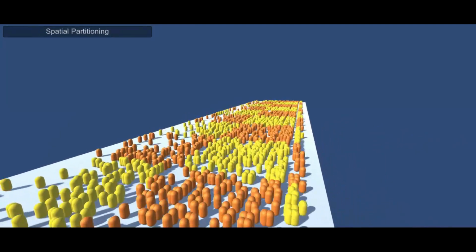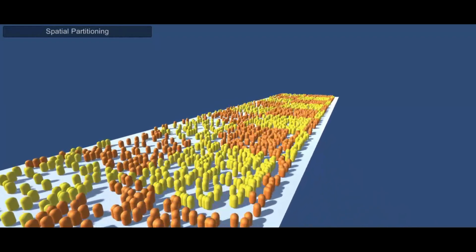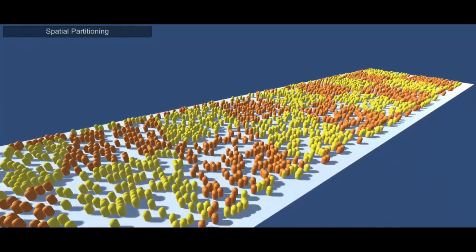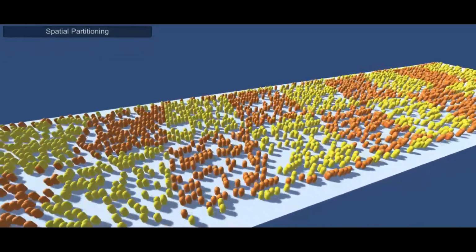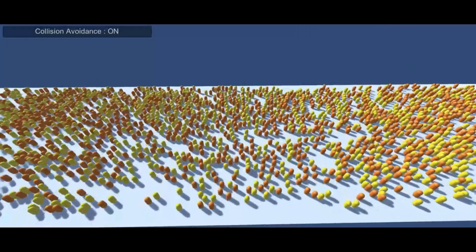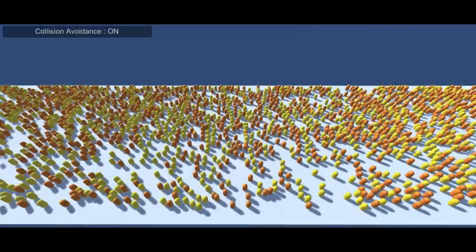So there you have it. Two slightly different ways to implement collision avoidance, and both are performant and multi-threaded. As long as we have a reasonable number of units in any given space, both these methods give excellent collision avoidance behavior.